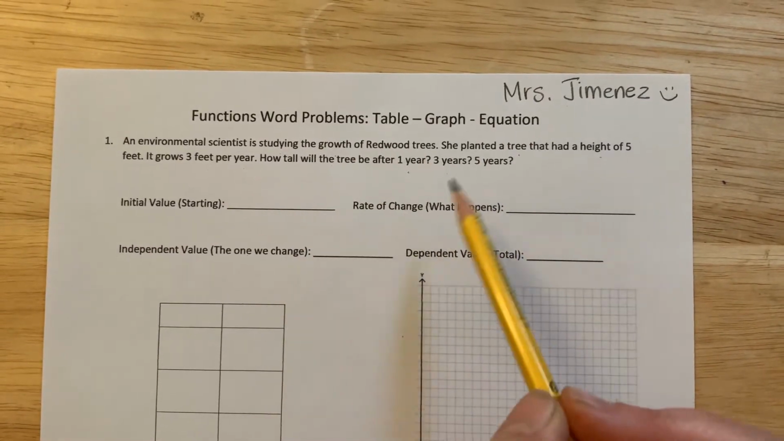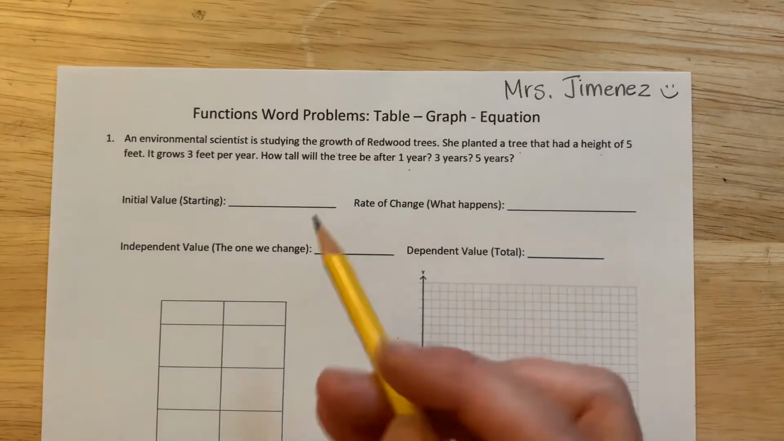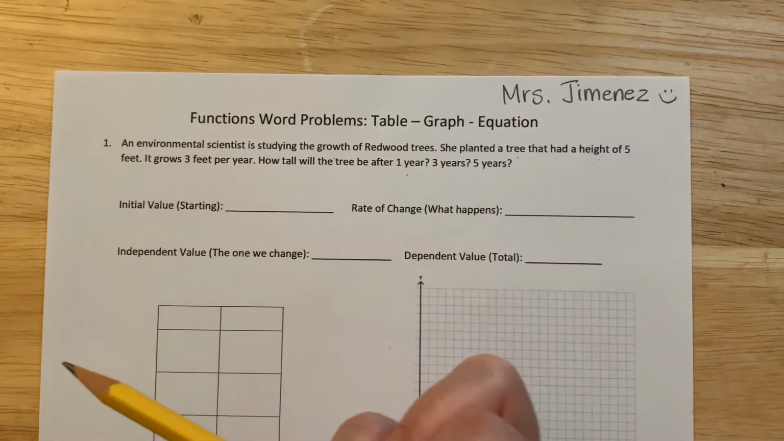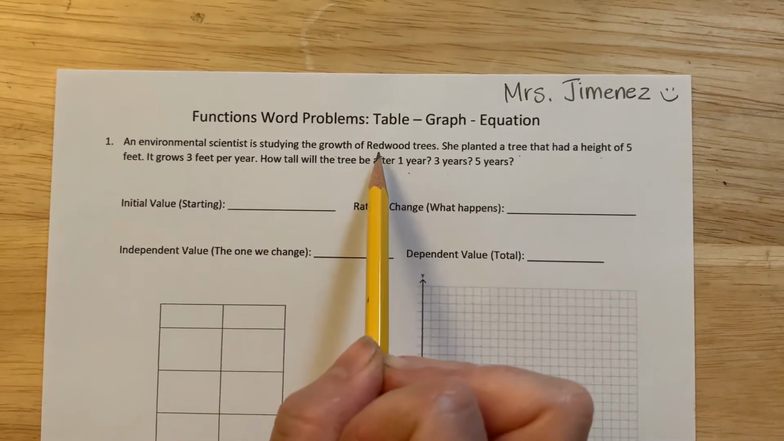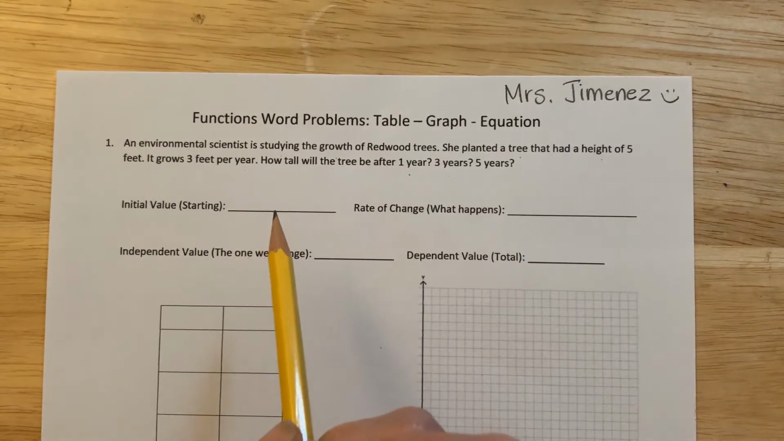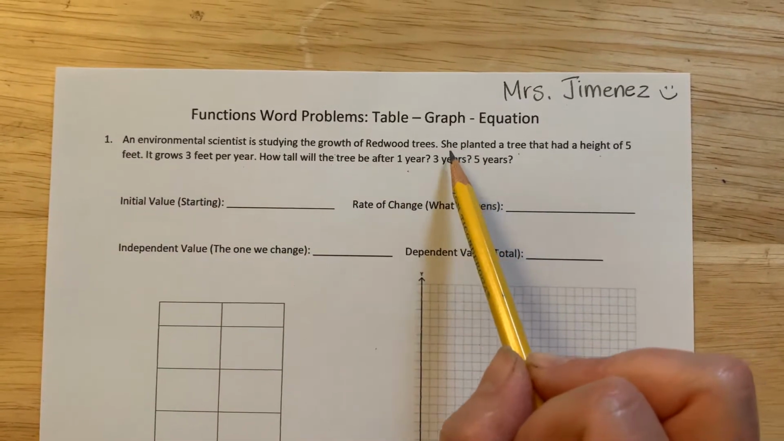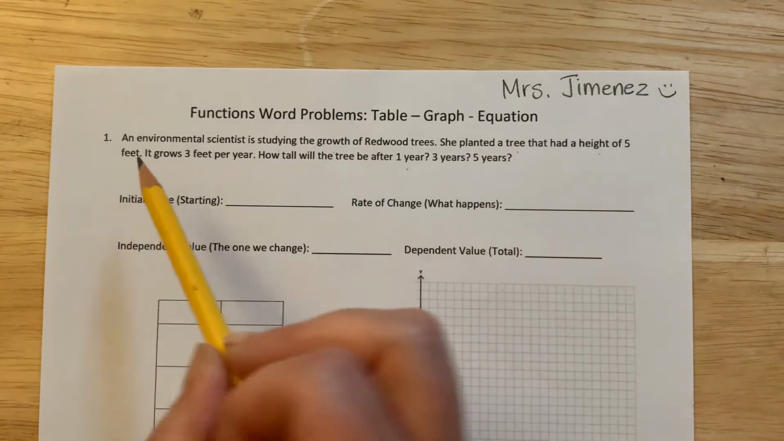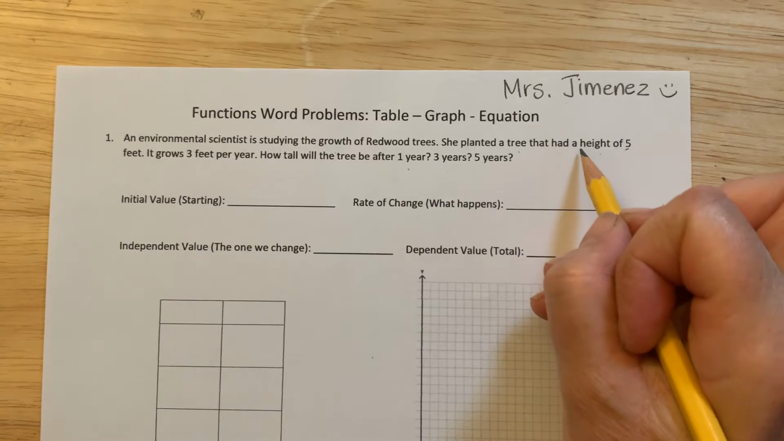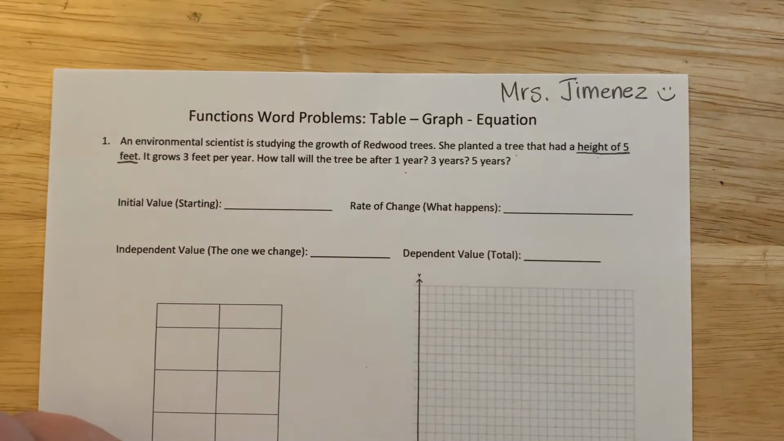Now, when we're working on word problems, it's important to make sure we understand what's going on in this word problem. So what is this problem about? So we do have a scientist, and what is she doing? She's studying redwood trees. Now, what we need to do is figure out what are the important pieces of information that we need to pull from this. So as I read about this scientist, she planted a tree that had a height of 5 feet. So I'm going to mark that. I don't want to just pull out the 5. I know that the 5 is the height of the tree when she planted it.